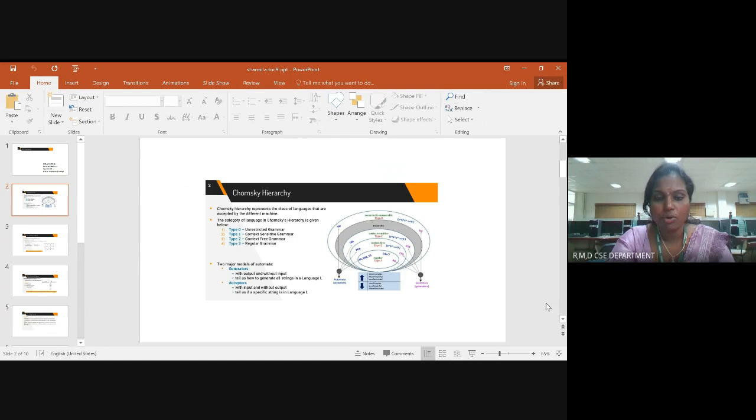We're going to discuss what a Turing Machine is. Before going to the Turing Machine, we're going to discuss what the Chomsky hierarchy is. The Chomsky hierarchy is a hierarchical representation of languages that are accepted by different machines.